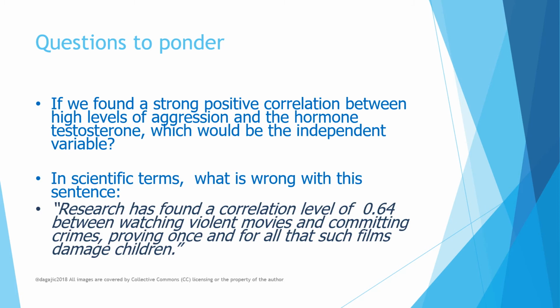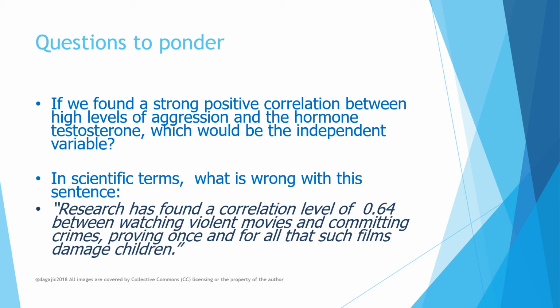Here's another one to try. What is wrong with this sentence? Researchers found a correlation level of 0.64 between watching violent movies and committing crimes, proving once and for all that such films damage children. Well, the first bit of the sentence is fine. This is an example really of what could be a Daily Mail headline. But in scientific terms, it's just not right, is it?